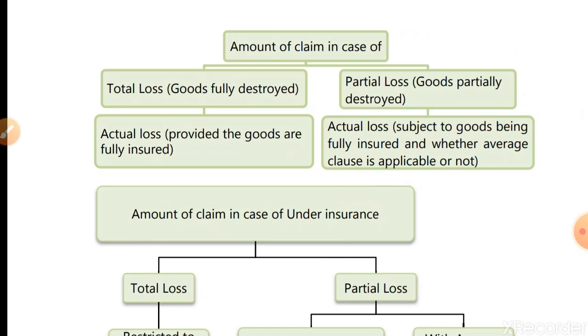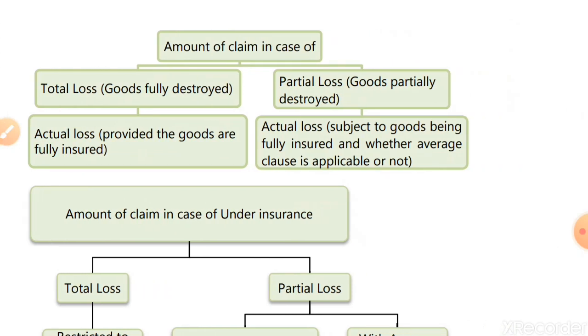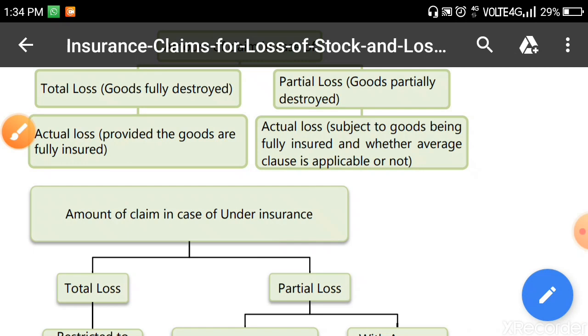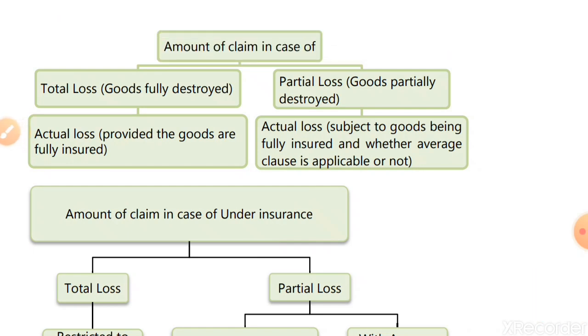In case of partial loss, here we are discussing where goods are partially destroyed, where they are not fully destroyed. Suppose you have taken some measures to stop the accident, and out of the 1,50,000 closing stock, goods worth 50,000 have been salvaged from the fire accident.